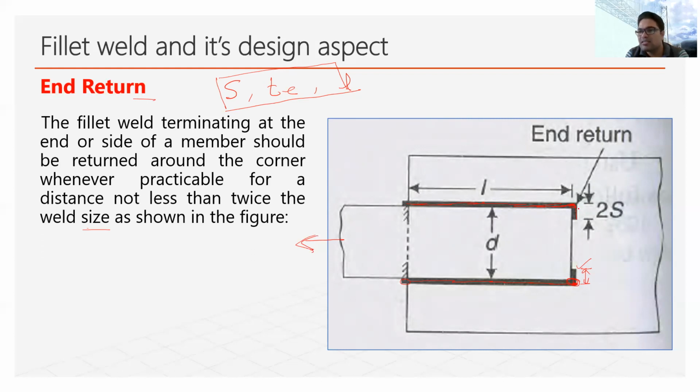This extra length may not be required for carrying the load, but we provide it just for safety, because at this point or at this point they may be highly stressed. To distribute that stress, we extend some extra length, and that extra length as per IS code is about 2 times S, where S is the size of weld. That is called end return. Whenever we are designing welding connections, we generally increase the welding length.